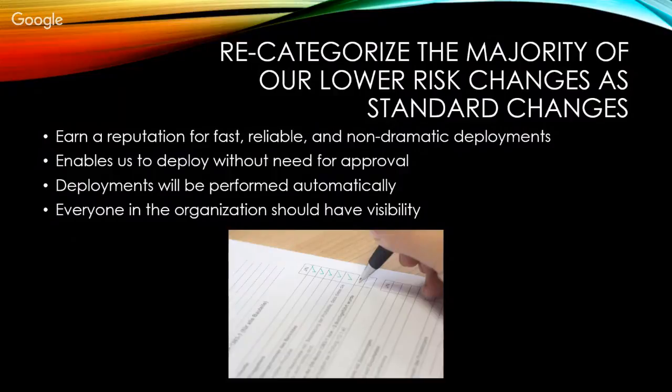Pre-approved by the CAB. This enables us to deploy into production without need for further approval, although the changes should still be properly recorded. Even when our changes are categorized as standard changes, they still need to be visible and recorded in our change management system. By doing this, everyone in our organization, DevOps or not, will have visibility into our changes in addition to all the other changes happening in the organization.